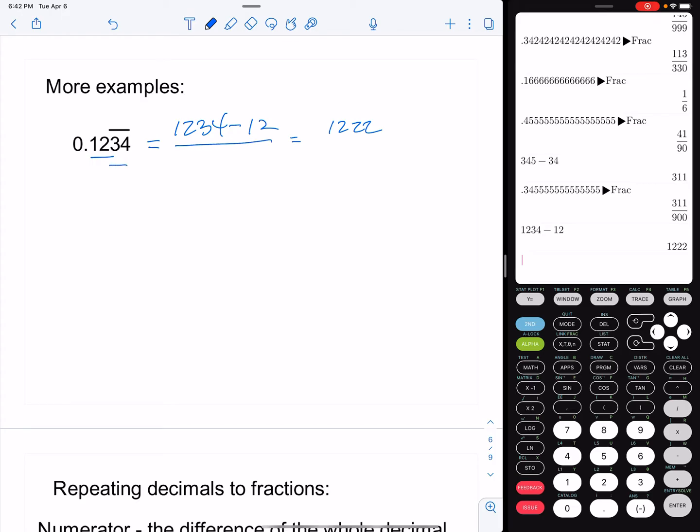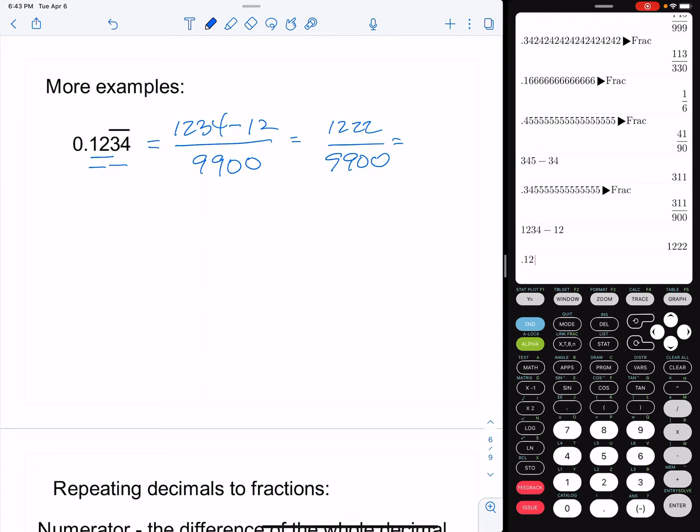Now for the denominator. Well, we've got two numbers that repeat. That's 2 9s. And two numbers that don't repeat. So that's 2 zeros. So my denominator is going to be 9,900.